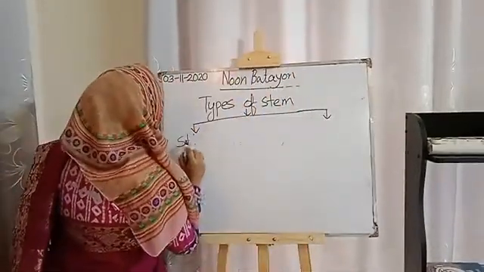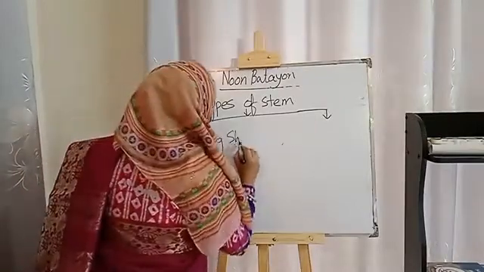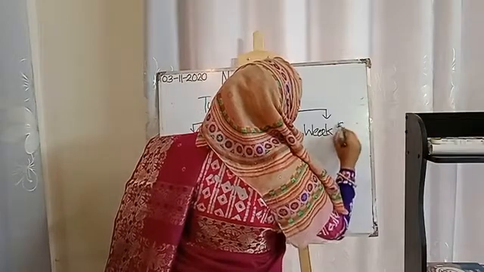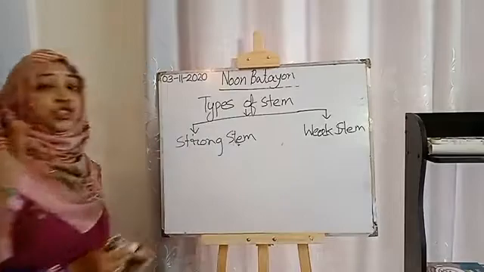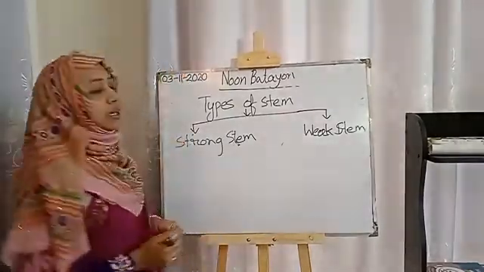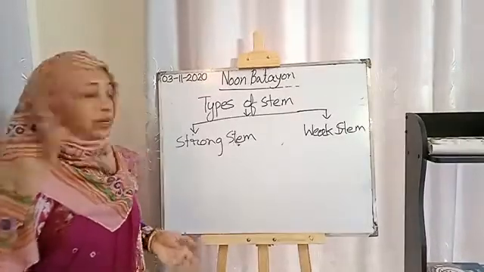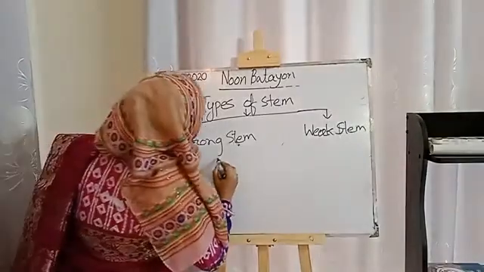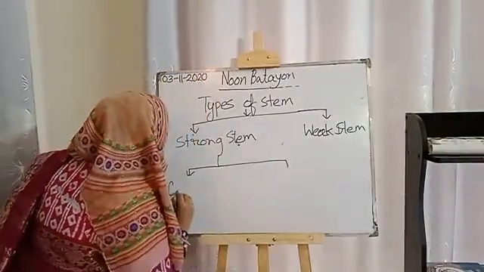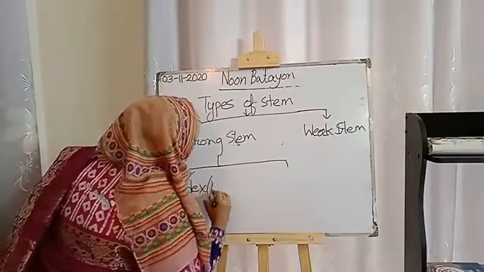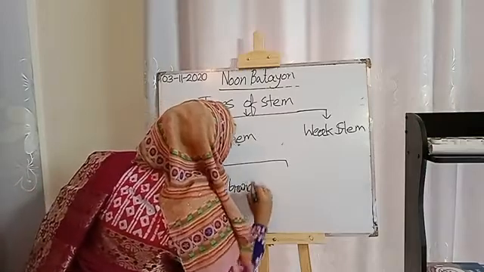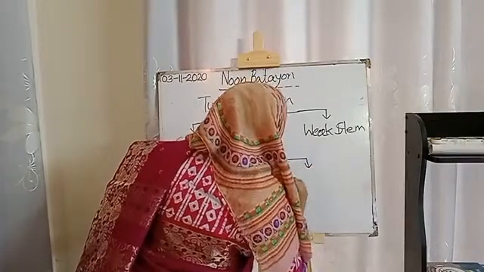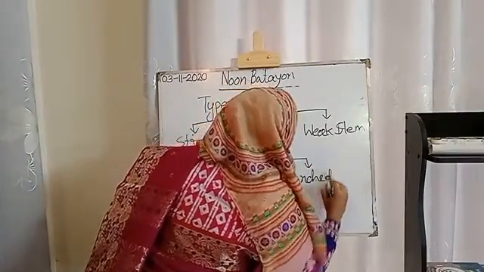Okay. Stem can also be divided into two types according to whether they are strong or weak: strong stem and weak stem. Strong stems are very strong and erect the plants on the ground, and weak stems are very thin and feeble. They cannot keep the plants standing upright. Strong stems are of two types: caudex or unbranched stem and branched stem.